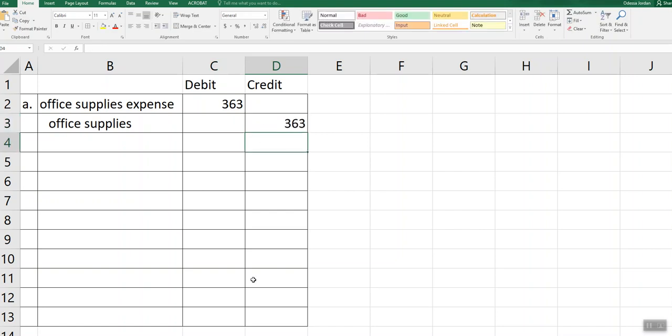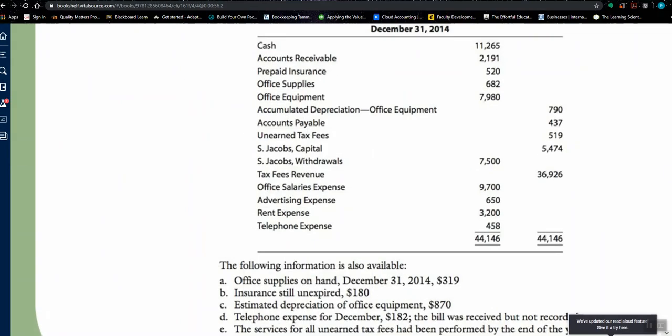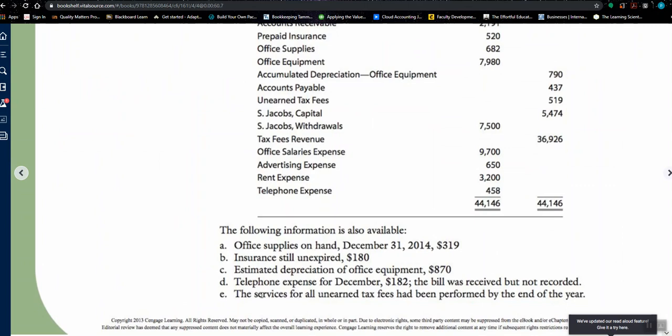Again, it's not asking us to do this in this problem, but this is what you should do before you complete the problem so that you know that you are applying the debits and credits correctly. It's not asking you to journalize the adjustments, but it's asking you to directly post the adjustments to the ledger. You don't want to make any mistakes, so that's why I'm doing this. I'm doing the step that they're asking you to skip.